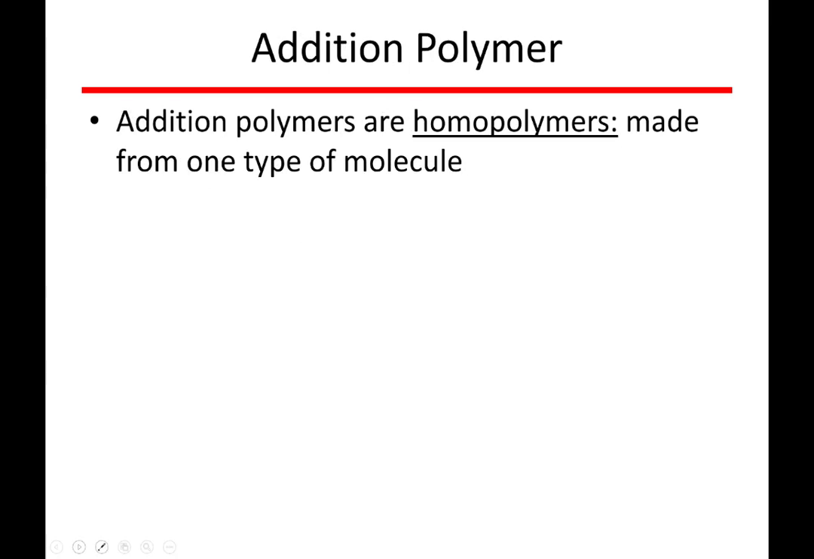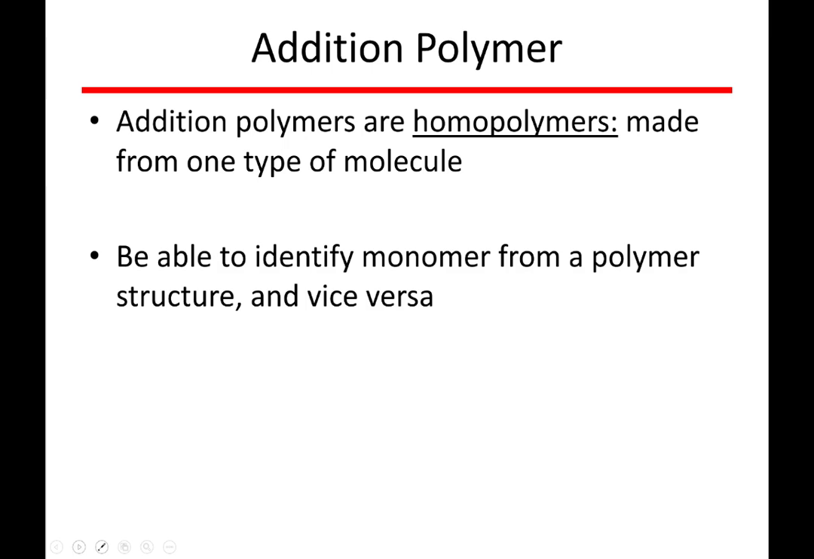Now, addition polymers are what are known as homopolymers because they're made up of just one molecule that is repeated over and over and over again. And on exams, the really important thing for you to be able to do is to identify what the monomer is if you're given the structure of a polymer, or, if you're given the structure of a polymer, be able to figure out what monomer was used in making it. So let's take a look at a couple more examples, right?